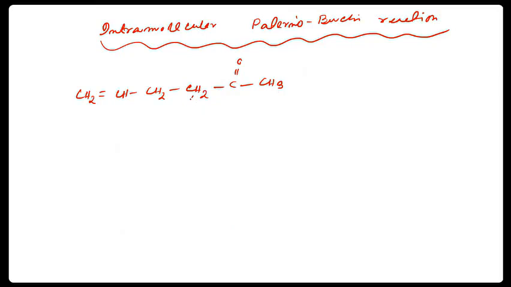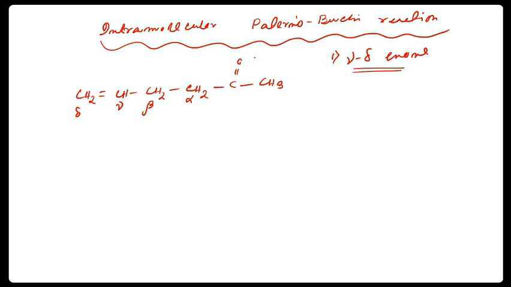Okay, so look, this is alpha, beta, gamma, delta, and this is an enone. So the name is gamma delta enone. The intramolecular Paterno-Buchi reaction is given by a gamma delta enone. We should keep that in mind.